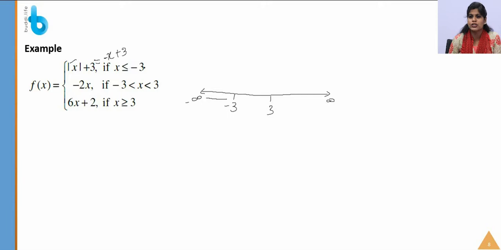x is less than or equal to minus 3, so equal to minus 3 also they have defined, and x is between minus 3 and 3. So in this interval between minus 3 and 3 also they have defined the function here. And f for x greater than or equal to 3, at x equal to 3 also they have defined, and greater than 3, in this interval also they have defined the relation here.